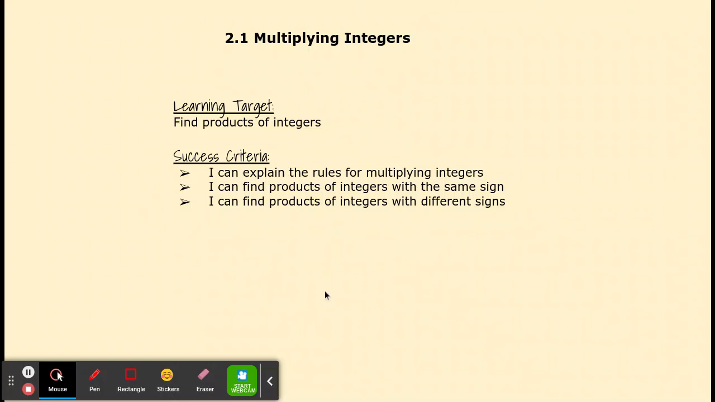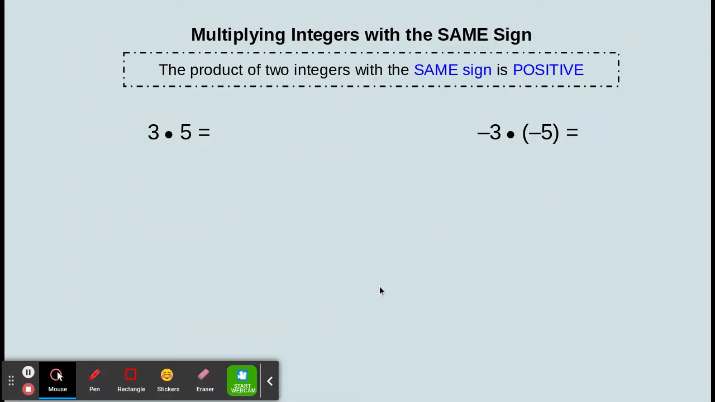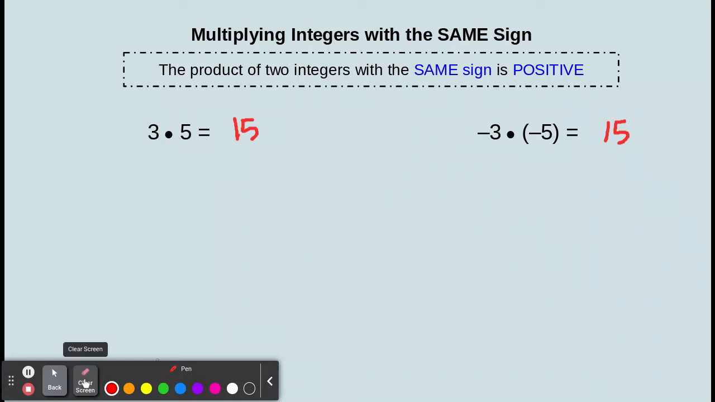2.1 Multiplying Integers. In this section, we are going to multiply positive and negative integers. When we multiply integers with the same sign, meaning both are positive or both are negative, our answer, or the product, is going to be positive. Same signs, positive. 3 times 5 is 15. Negative 3 times a negative 5 is 15. And since they're both negative, it is going to remain positive.